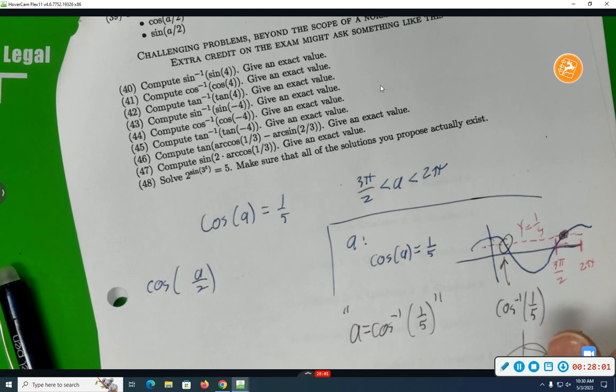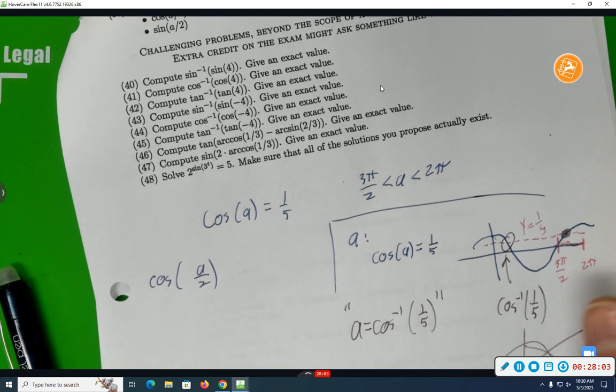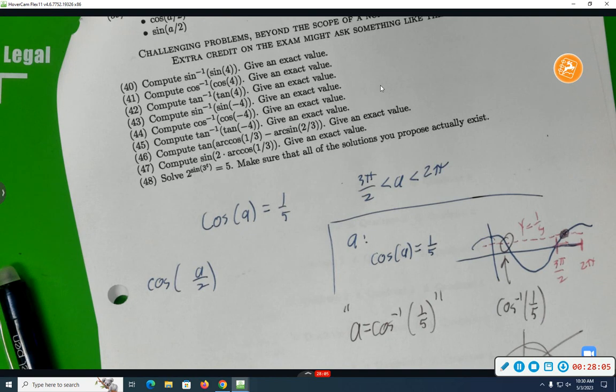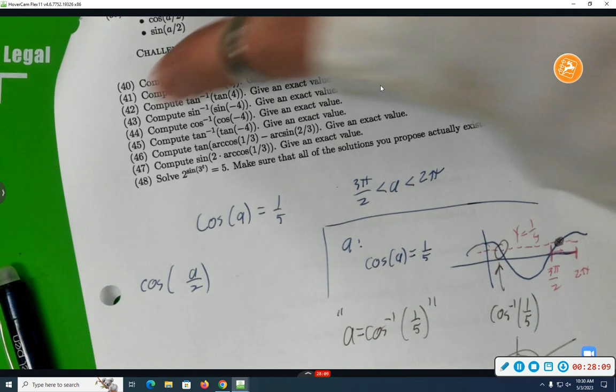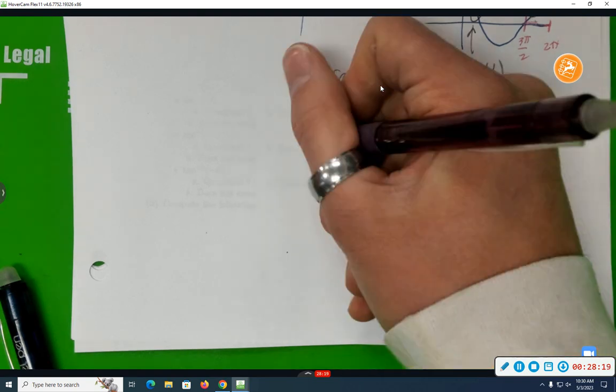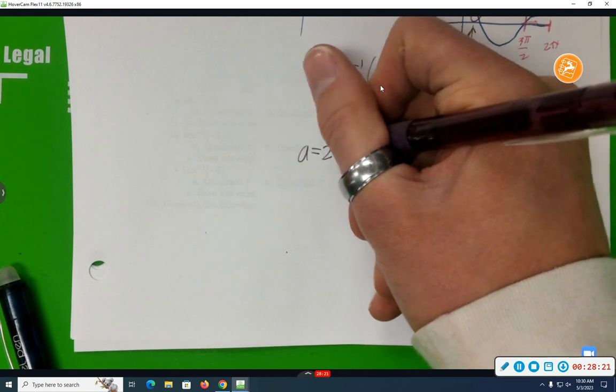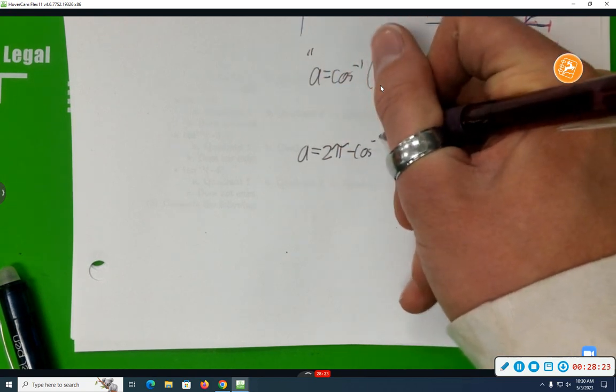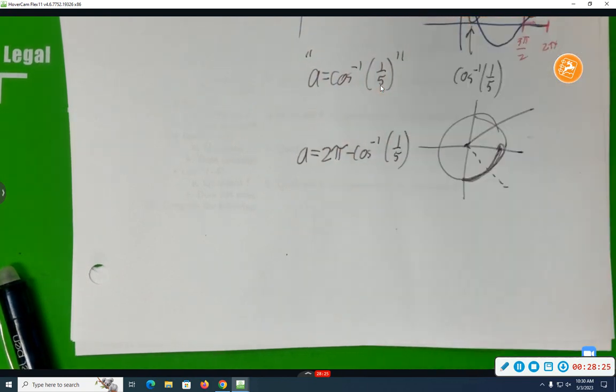It looks like I want the one that's in quadrant 4. So how do you describe the one of these that is in quadrant 4? 2 pi minus. It still needs to be positive, so I don't want to just use negative that angle. I'll use 2 pi minus. So A, really it's equal to 2 pi minus cosine inverse of 1/5. Oh, neat. So now I know exactly what A is.